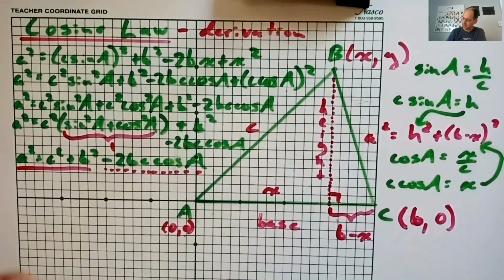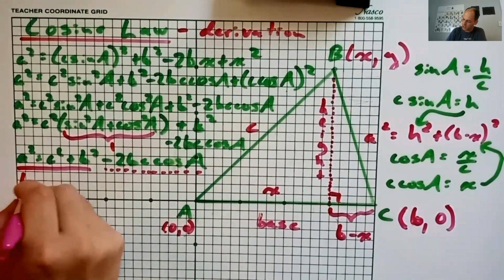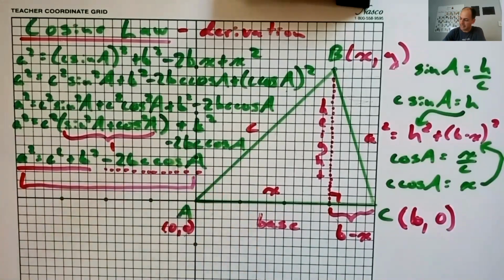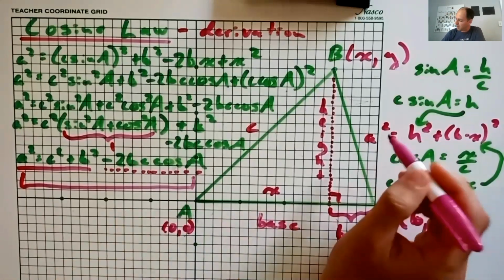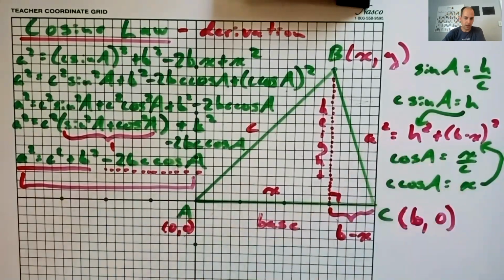Also notice that the equation is bookended by side a and angle A. This is very important if you're going to use cosine law, that whatever angle you are using, the opposite side to it is on the other side of the equal sign. The side and its opposite angle have to be on either end of the equation. And here we have cosine law.